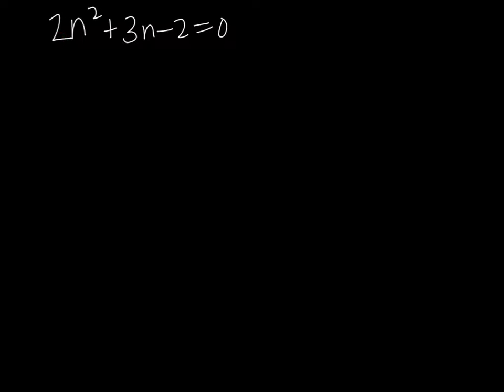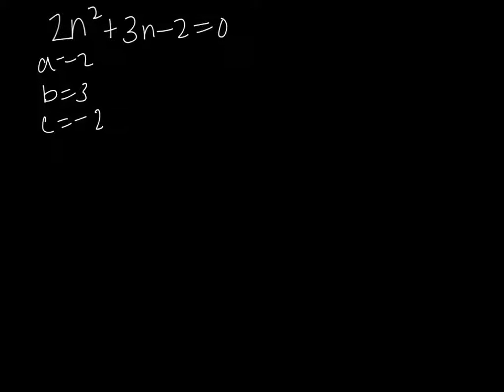2. What is the B value? 3. Positive 3. What's the C value? Negative 2. Is it equal to 0? Yes, it is equal to 0. Okay, so you told me that A was 2, B was 3, and C is negative 2. Okay, if we're going to factor by trinomials, what do we do next?